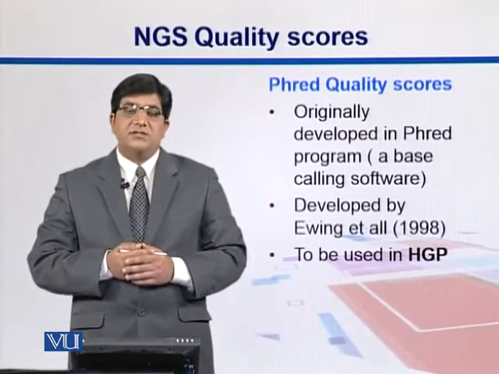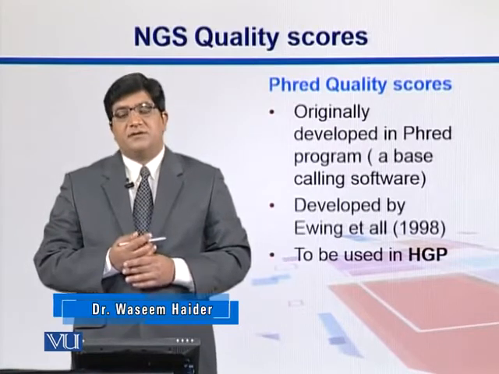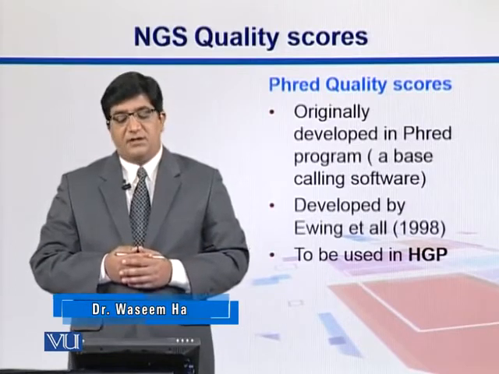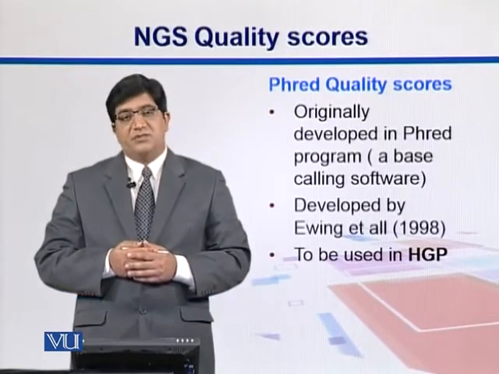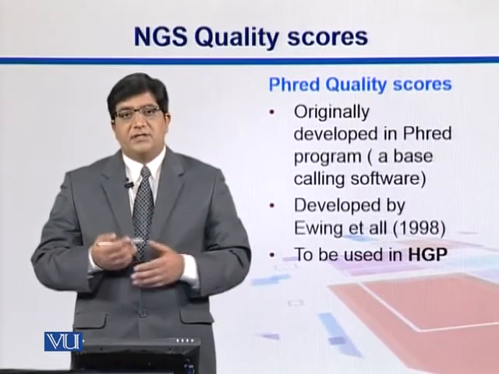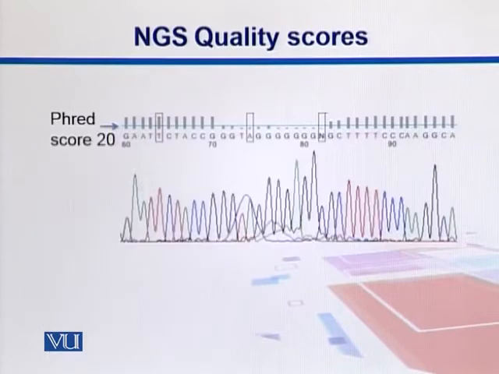Originally this quality score started as the Phred program, which was written by Ewing et al. to be used in the Human Genome Project. There they presented a scoring scheme which we call Phred scores. Here is a piece of a flowgram coming out from an automated sequencer, and we see different color peaks, and at the top we have their Phred quality scores.